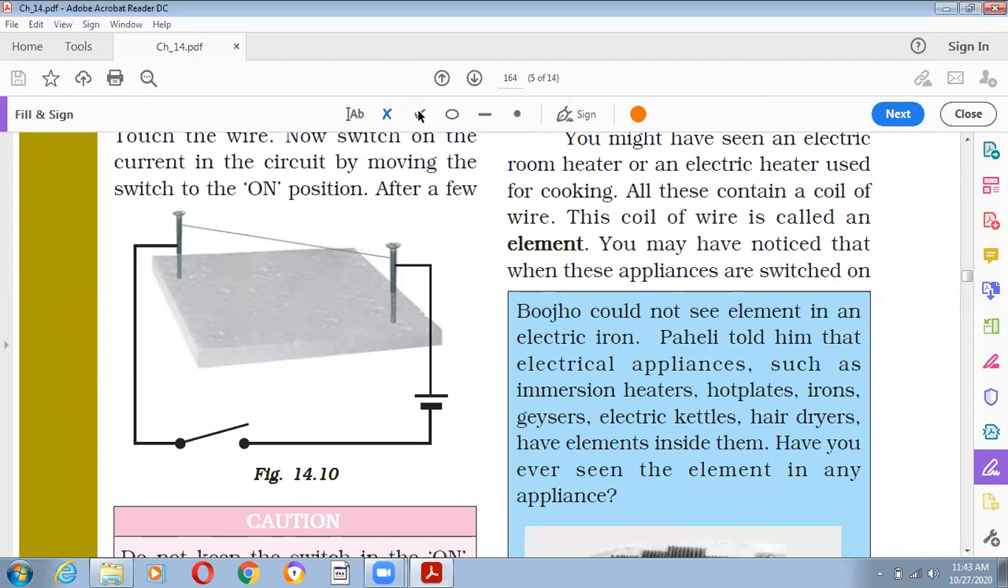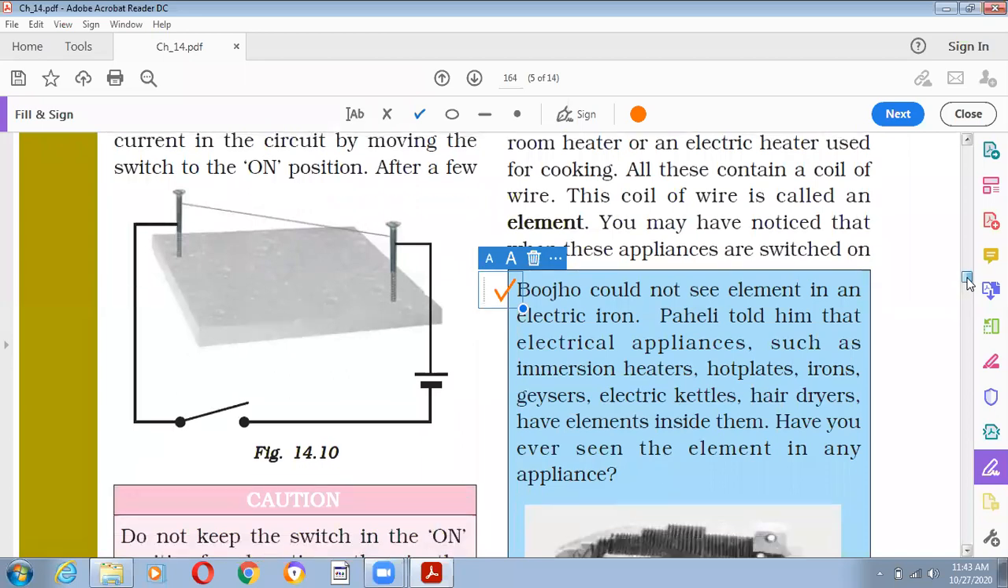So you can see here, right here, that you could not see the element in the electric iron. So when you open it like this, we can see that element. This is the heating element present in the electric iron.